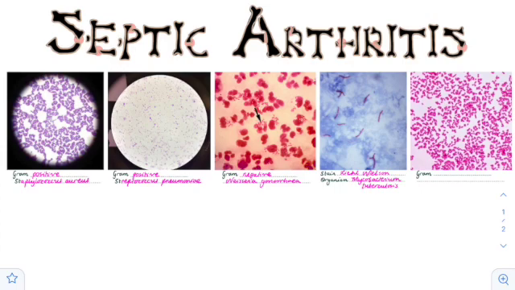The final stain shows a gram-negative organism arranged as gram-negative bacilli. This shows a picture of Salmonella typhi. Salmonella typhi is a common causative organism of septic arthritis in patients with sickle cell disease.